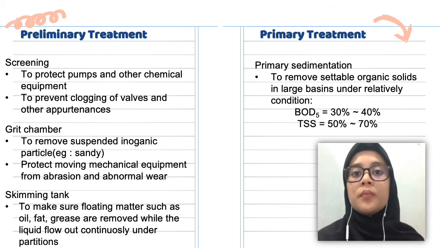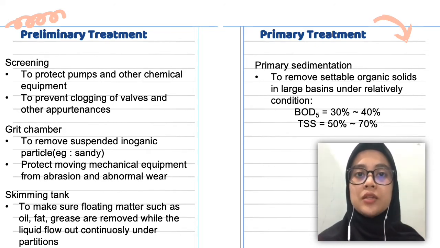For the primary treatment, there is primary sedimentation, which is used to remove settleable organic solids in large basins under a certain condition, in which the BOD removal must be in the range of 30% to 40% and the total suspended solids removal is 50% to 70%.